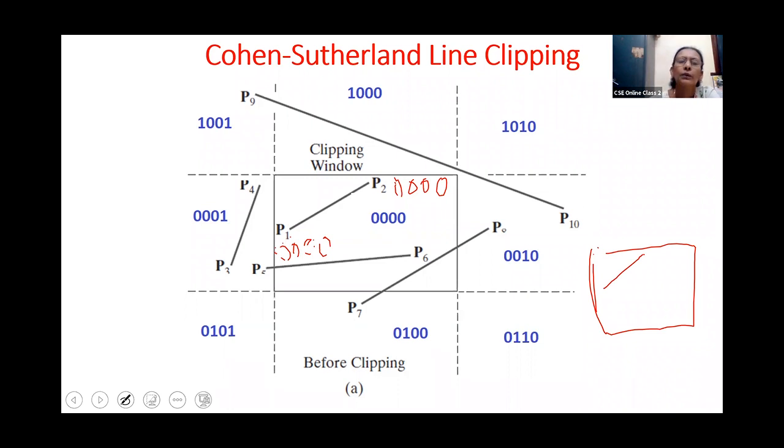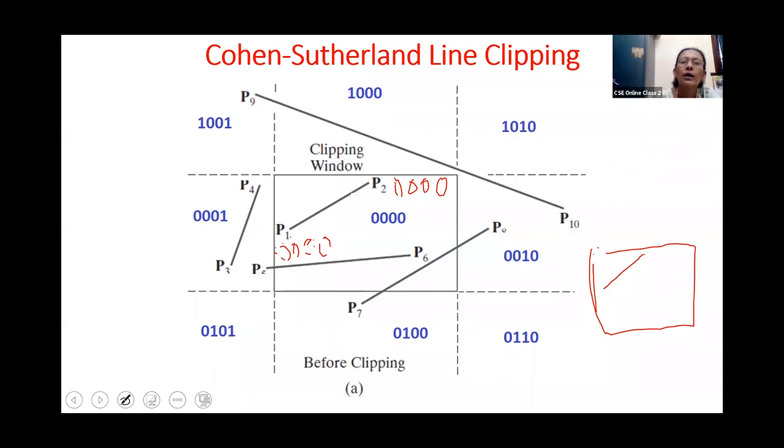Now, when you take any other line like P3, P4, both the endpoints are not all zeros. So we don't know whether a part of the line is inside or outside. We will not be able to decide. We have to calculate points of intersection and then decide.